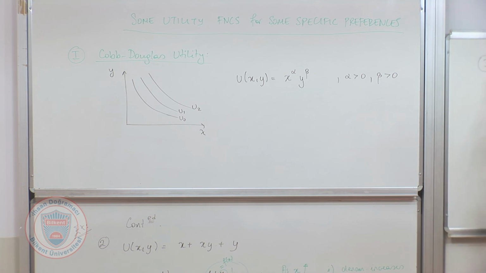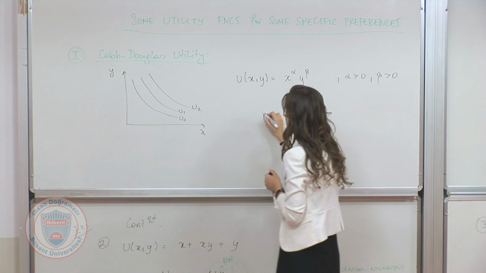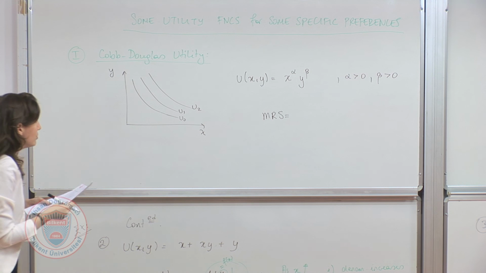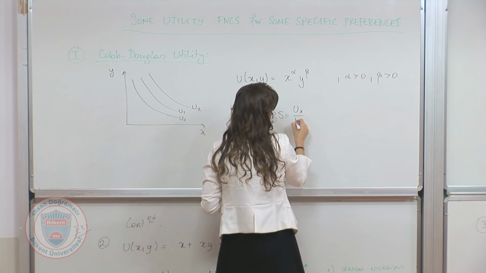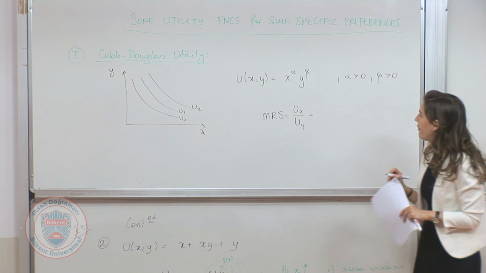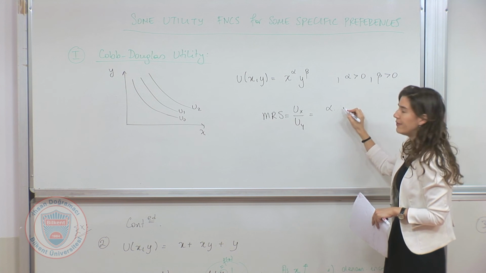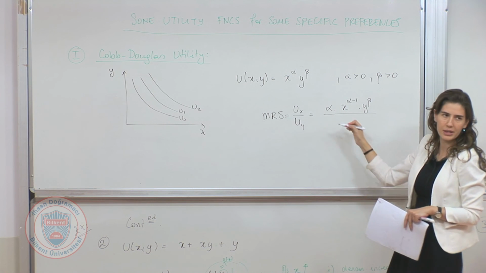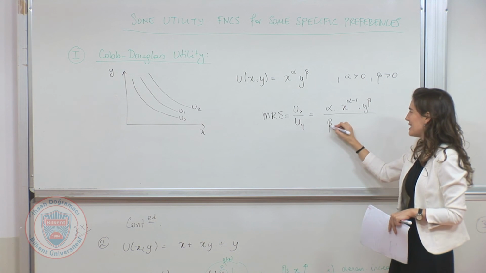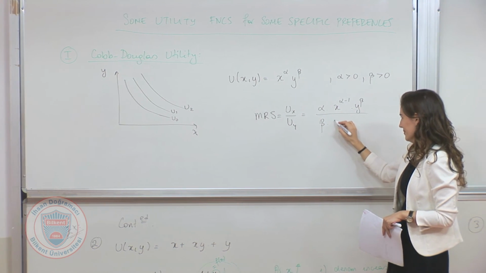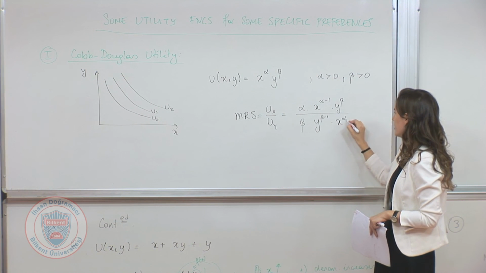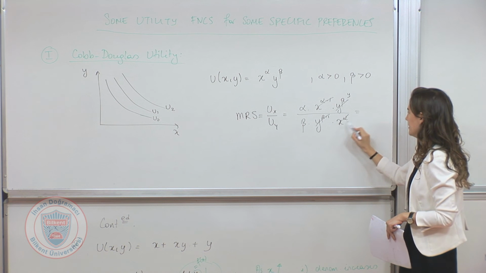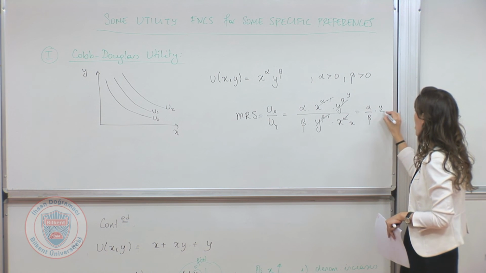Now, what about MRS in Cobb-Douglas utility? What is the marginal rate of substitution? We can compute it. It's going to be u_x divided by u_y. If I take the derivative with respect to x, I get alpha x to the power alpha minus 1, y to the power beta. And the derivative with respect to y is beta times y to the power beta minus 1, x to the power alpha. Then x will stay here, y will stay here, and this is going to be alpha over beta, y over x.